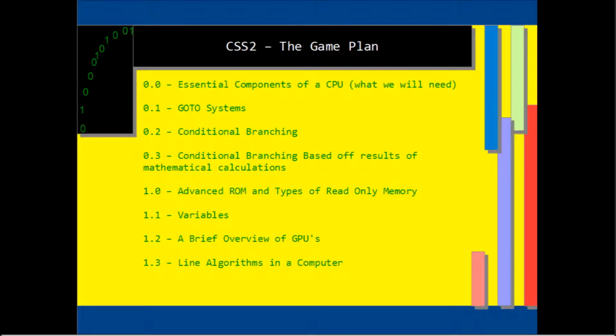In 0.3 we'll do conditional branching based off of mathematical calculations. That's basically the same thing. In 1.0 we'll be doing advanced ROM and types of read-only memory. In 1.1 we'll be going over variables. You might have heard of those if you know how to code with specific languages, for example Python or Java maybe. You would have heard of variables before if you've done programming in your life. In 1.2 we're going to go over GPUs very briefly, and in 1.3 we're going to go over line algorithms, perhaps things like Bresenham's line algorithm, a few more. None of them really come to mind, but we'll do line algorithms.